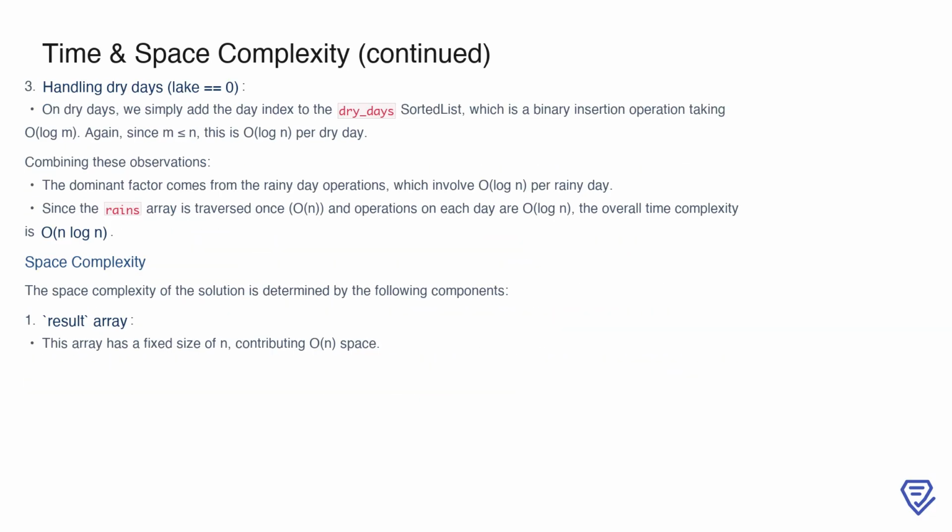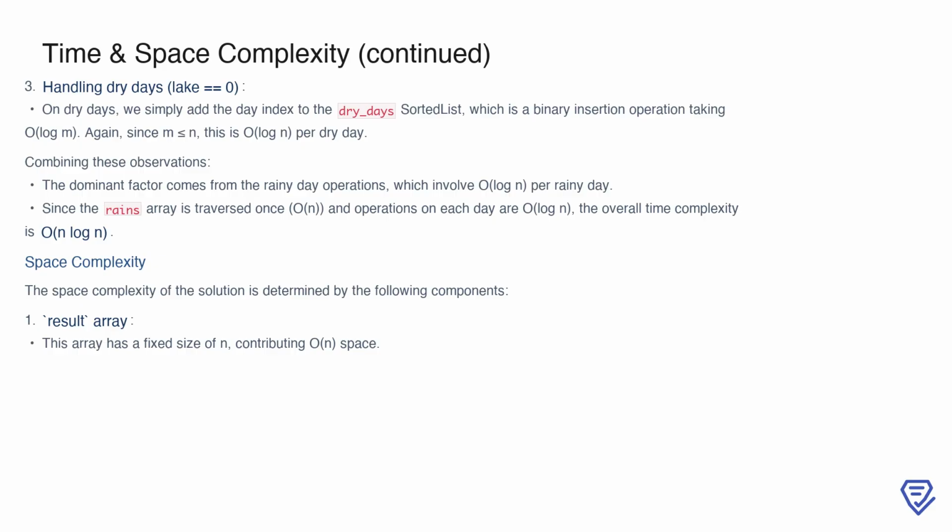Now, for dry days, when the lake value is 0, we simply add the day index to the dry_days sorted list. This insertion operation also takes O(log m), and since m is at most n, we can represent this as O(log n) per dry day. Putting it all together, the dominant factor in our time complexity arises from the rainy day operations, which involve O(log n) work for each day. As the rains array has n elements and each day involves operations that are either O(1) or O(log n), the overall time complexity of the solution becomes O(n log n).